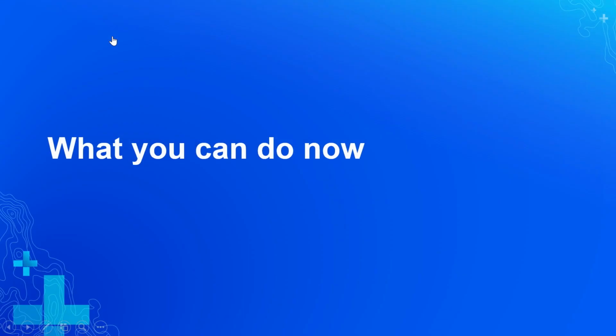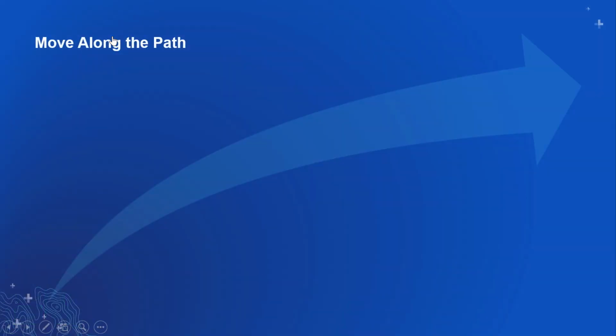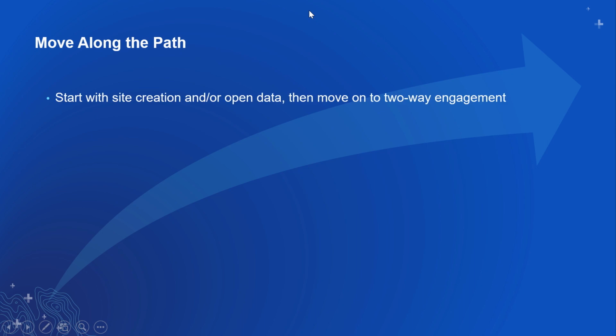So what you can do now, we've talked a lot of conceptual things and shown some examples. You really can just start pragmatically and move along this path. So one of the things we encourage you to do is just get started, just jump in. You have the ability today, if you have ArcGIS Online, you can start to make a site. It could be an open data site. It could be a site that you just share with a team or privately with your organization. You don't have to make them public.